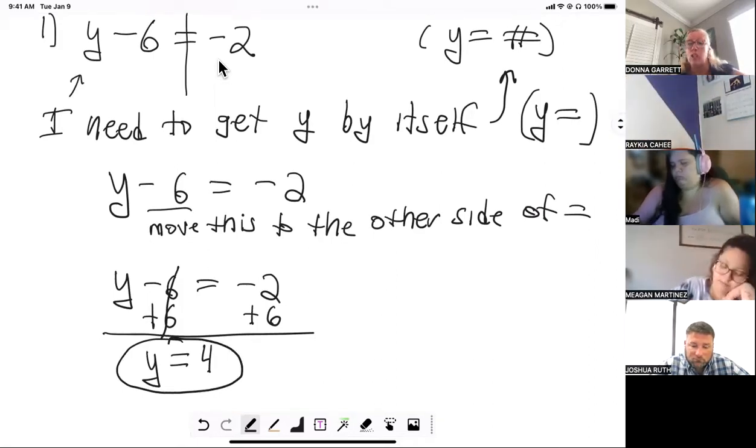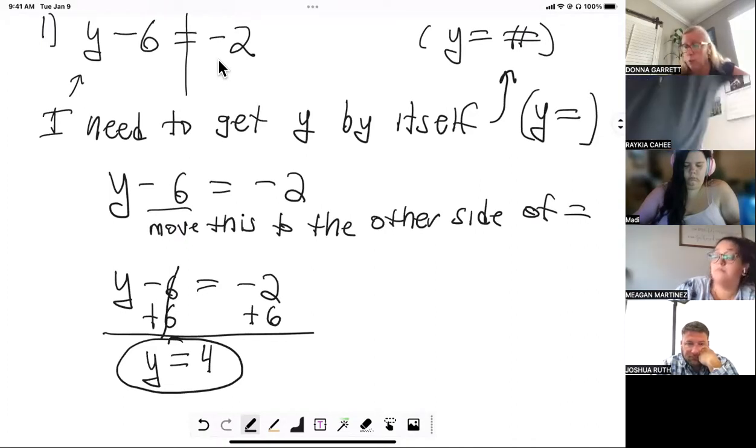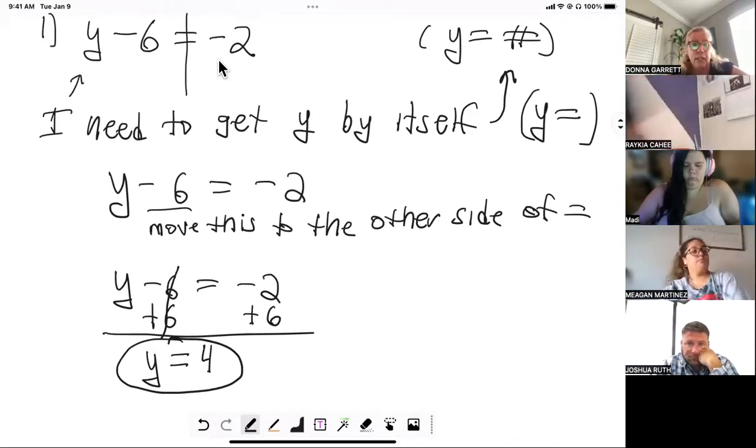So when you solve an equation, you actually do the opposite operation. If you have adding, you subtract to move it. If you have subtraction, you add to move it. If you have multiplying, you divide to move it. If you have dividing, you multiply to move it, which you'll see in a little bit.